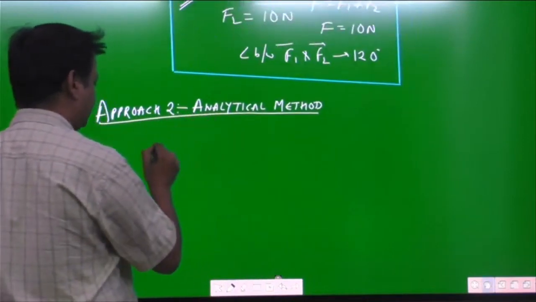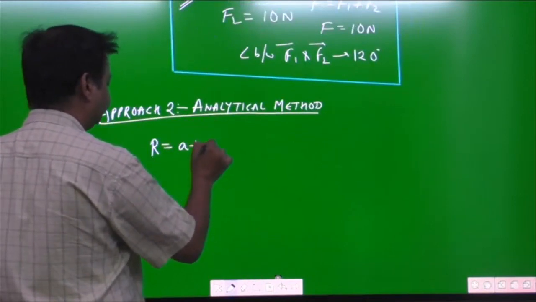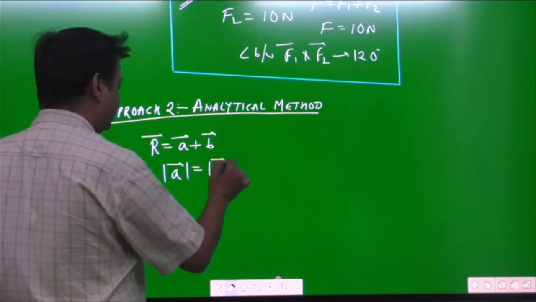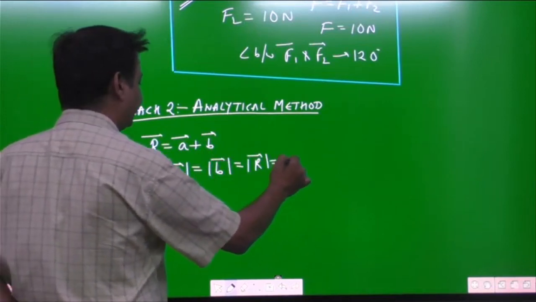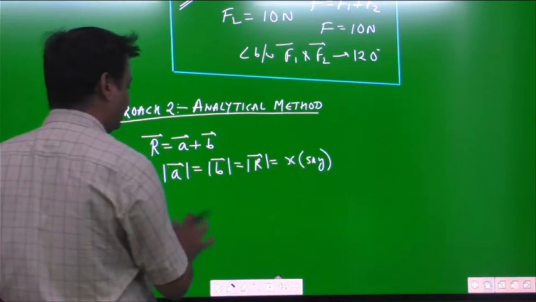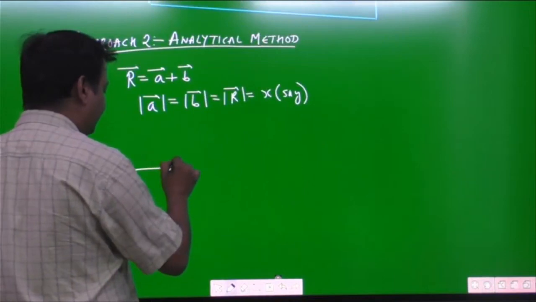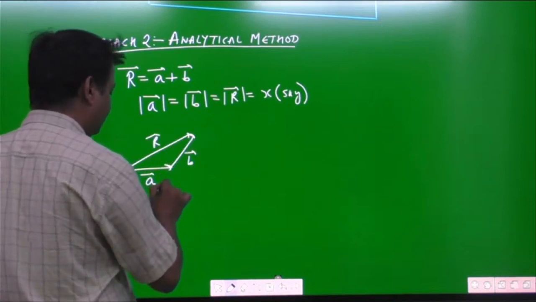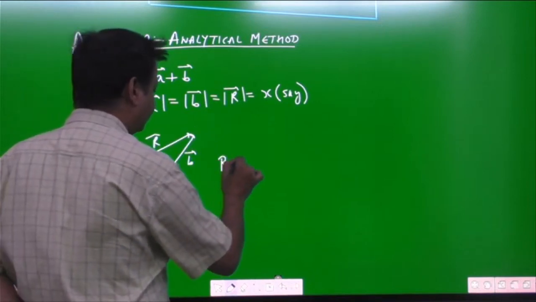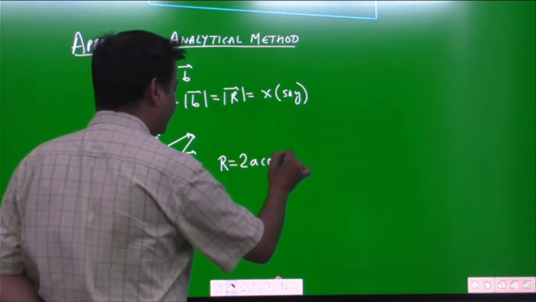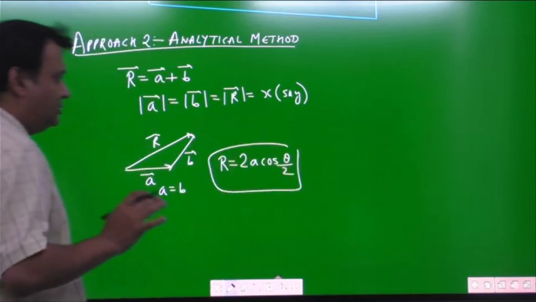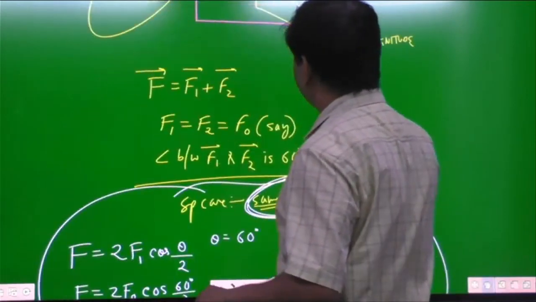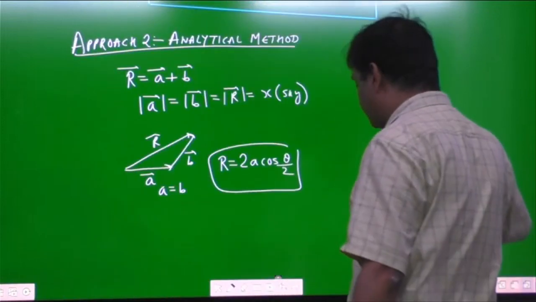We will simply calculate. So let R is equal to A plus B. And the magnitude of A is the same as the magnitude of B, is the same as the magnitude of R. Say X. All three have the same magnitude. Right now we have seen, when you are adding two vectors of the same magnitude, A is equal to B, then the resultant has a magnitude 2A cos theta by 2. Remember, right now we have seen this thing, na? A is the common magnitude.